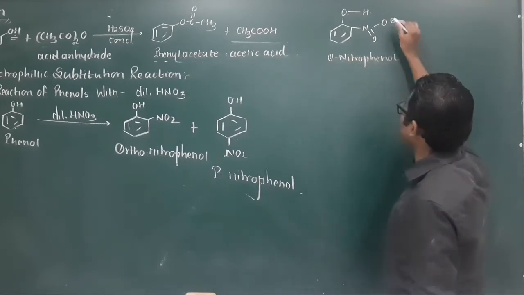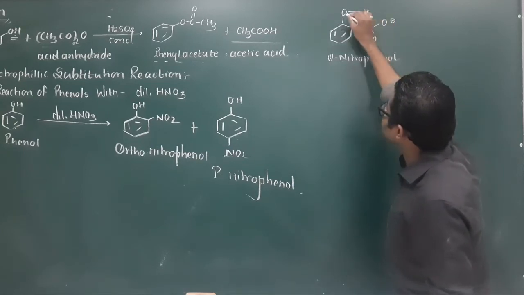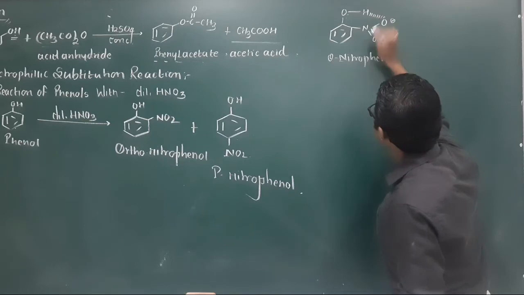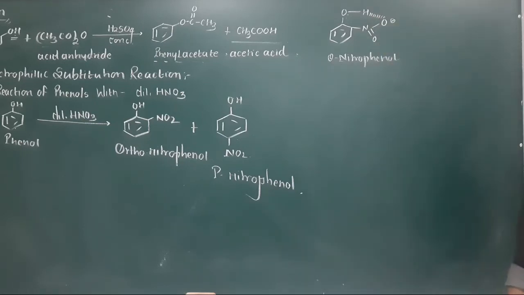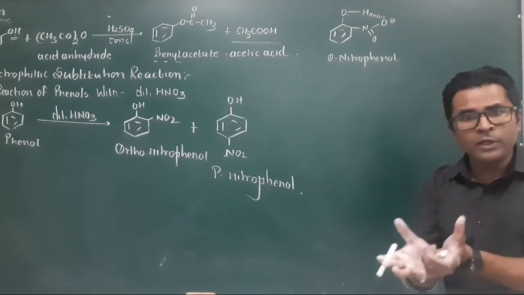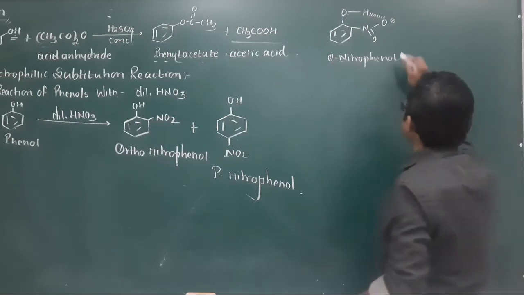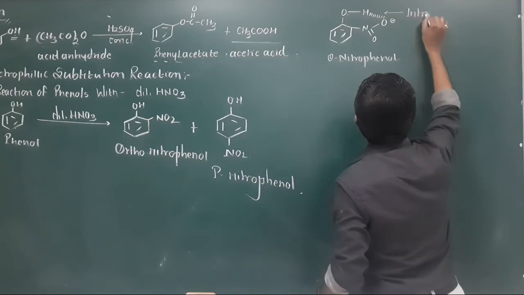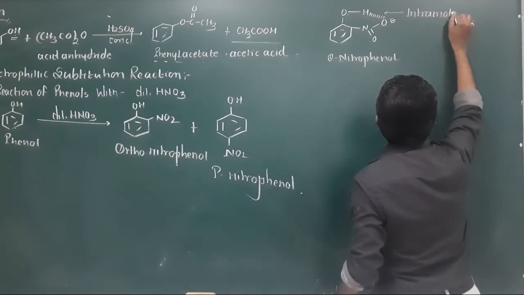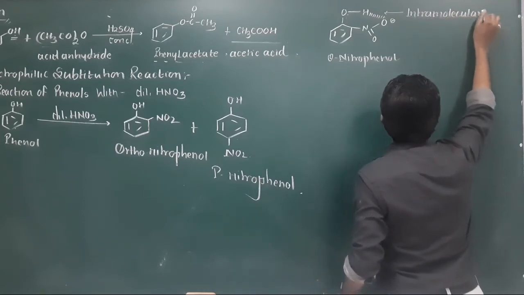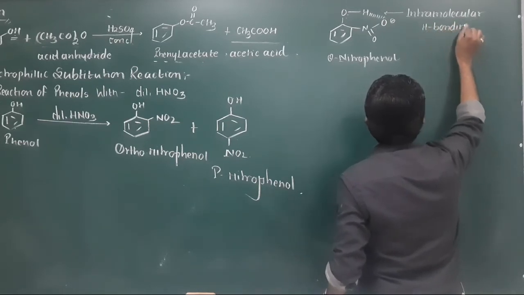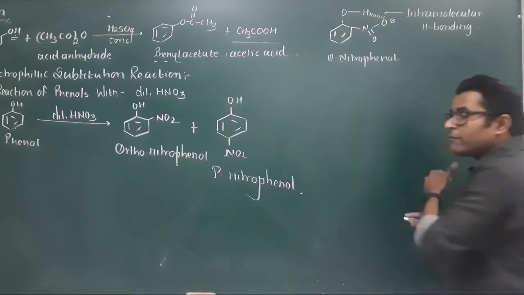Okay, what will happen here is as the hydrogen is attached to electronegative oxygen, it will generate the hydrogen bond. This hydrogen bond is formed within the molecule itself. Hence, this hydrogen bond we call intramolecular hydrogen bonding.